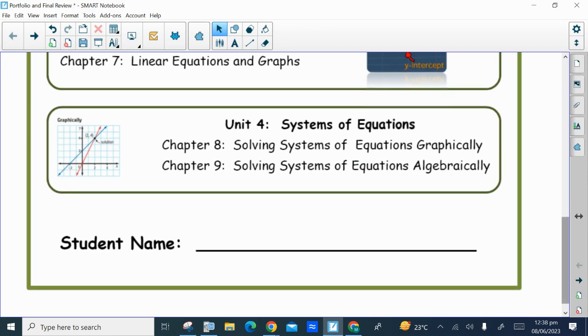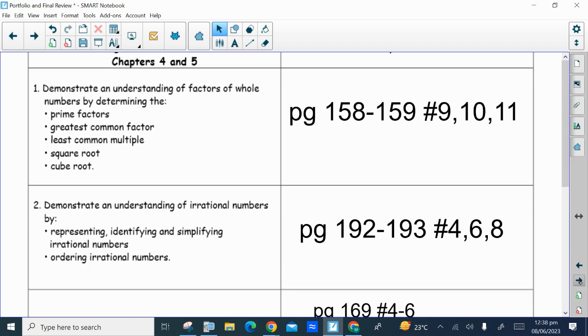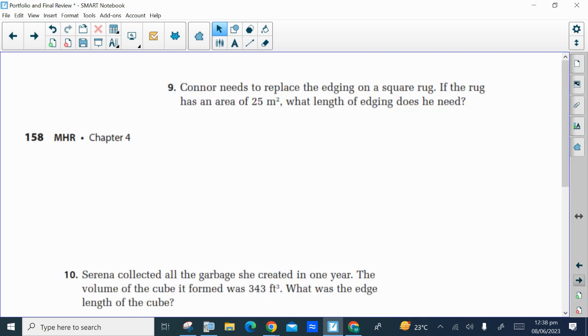On the second page, the list of all the curricular outcomes are there, as well as some questions. And these page numbers with these questions I have cut and pasted and put in this booklet. So if you were working ahead, or I'm not sure if we're going to have time to get through this entire booklet in the time we have left, but you can always look and see where these questions come from. You can work on them, try them, and you can check your answers in the back of the book if you wanted to.